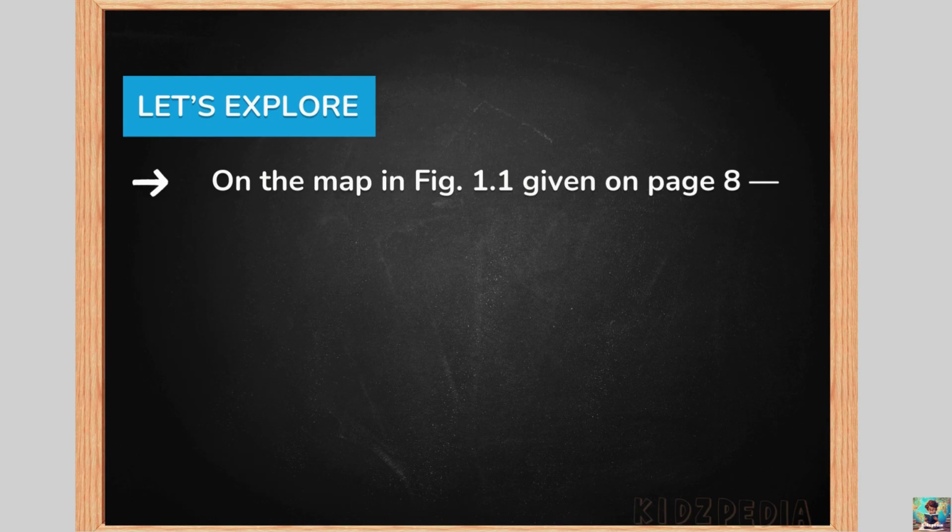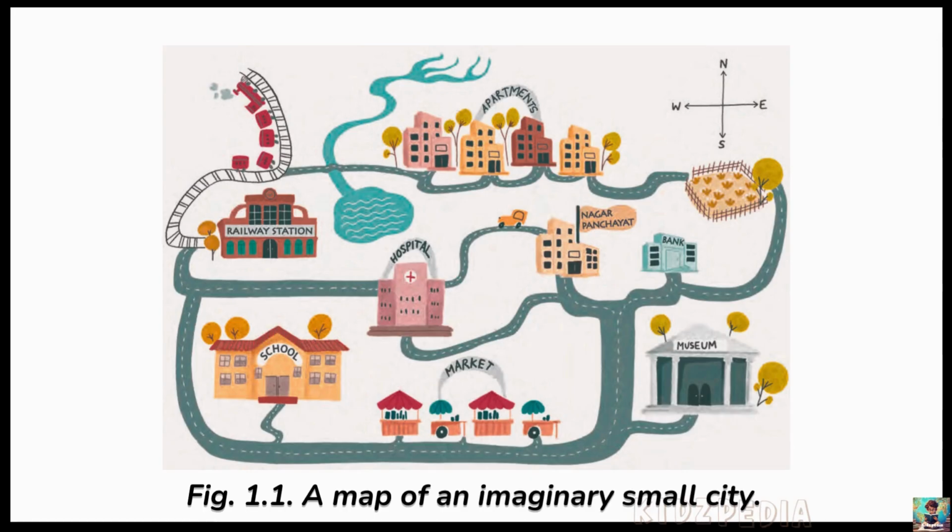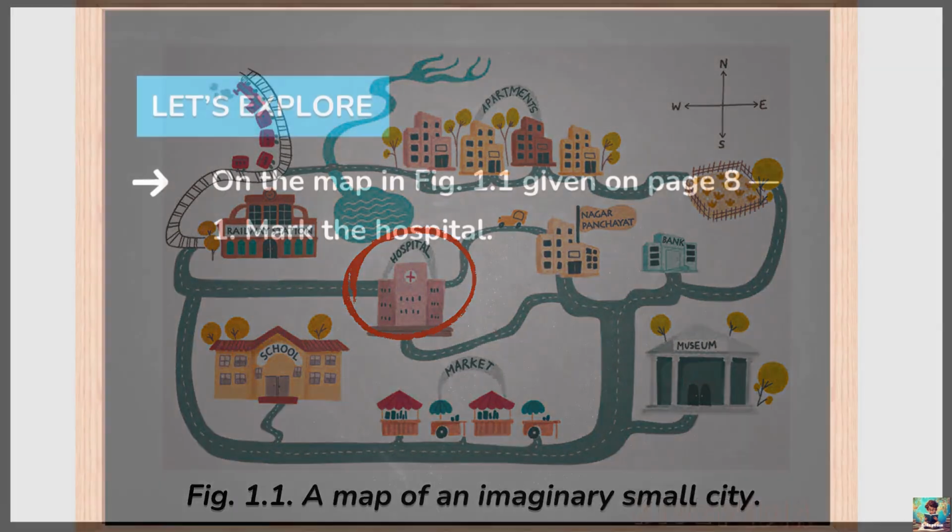Let's explore. On the map in figure 1.1 given on page 8, mark the hospital. Look at the map and try to find the symbol or label for the hospital. It might be shown with a red cross or written as hospital. Here it is written as hospital. Mark or circle it on the map in your book.